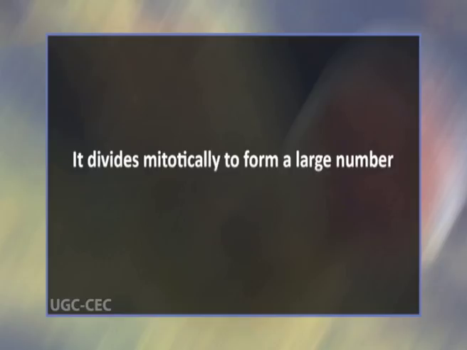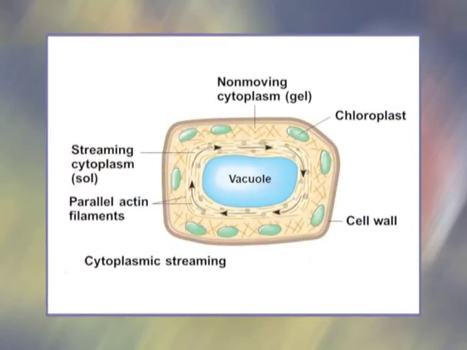It divides mitotically to form a large number of nuclei in the lining layer. The cytoplasm is also differentiated into outer stationary exoplasm, also known as ectoplasm, and inner endoplasm. The endoplasm shows streaming movements. The cell walls between the nodal cell and the internodal cells are porous to help in cytoplasmic continuity between cells.